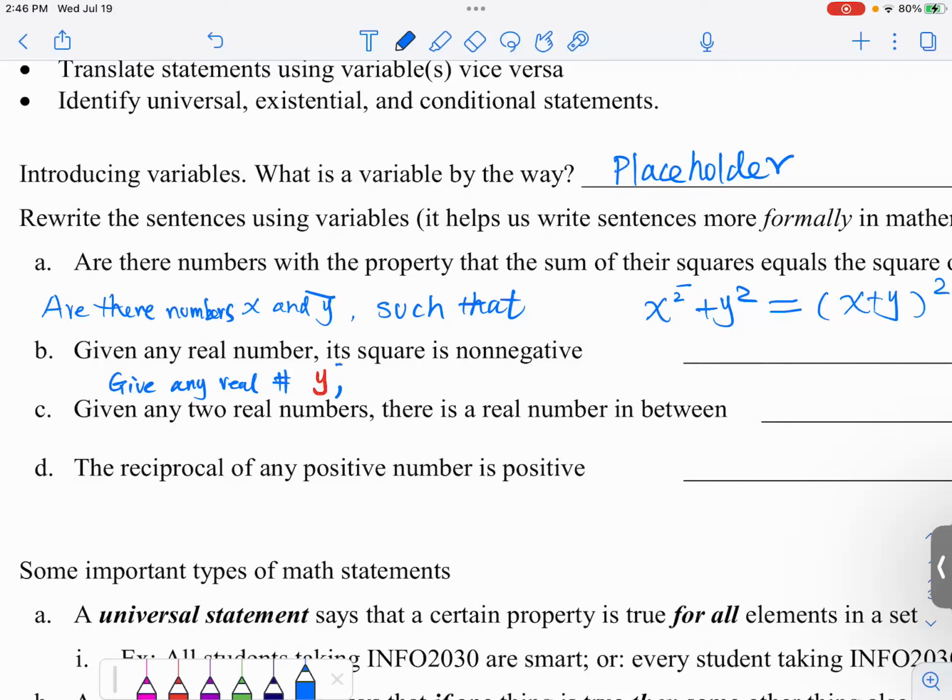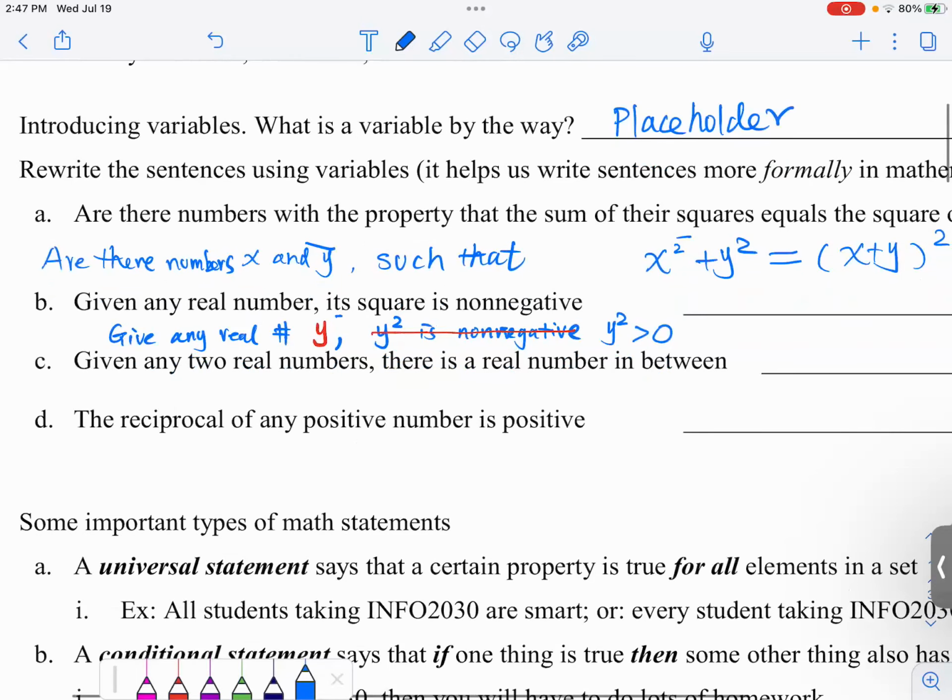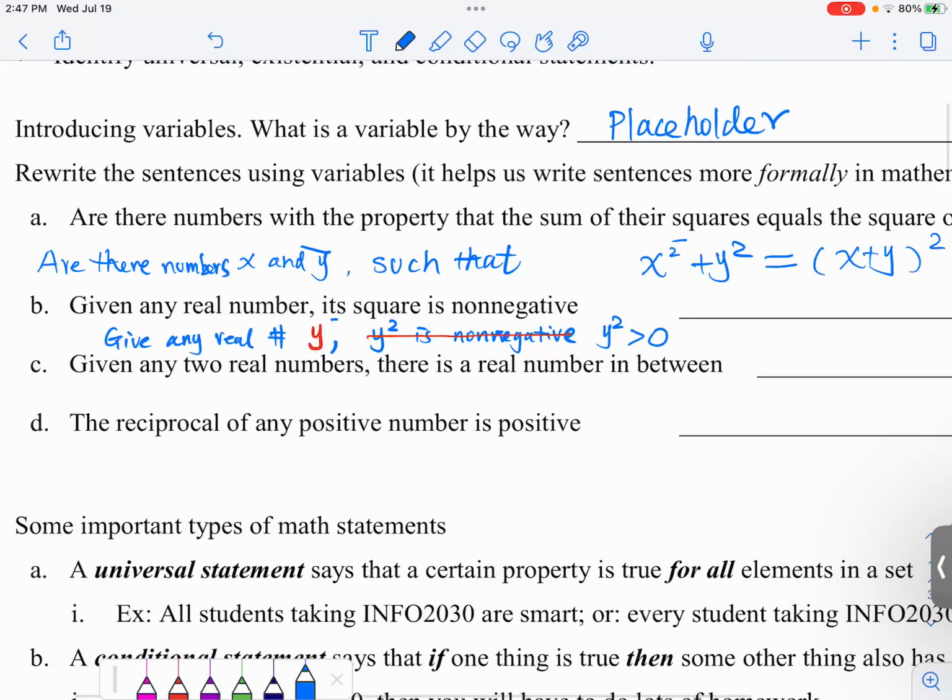So this "it" refers to the variable you just introduced. So its square, I'm going to say Y square, is non-negative. Now, if you want to be more mathematical, you are certainly welcome to say, instead of Y square is non-negative, Y square is greater than or equal to 0. Either way, this is a little more mathematical. Introducing the variable is the goal in this example.